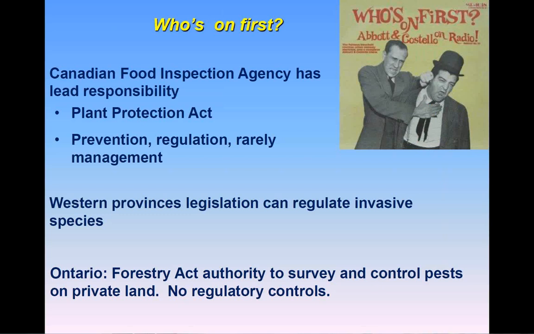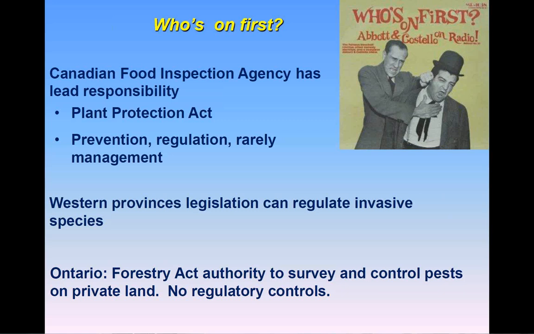So who's responsible for all this? In Canada, at the highest level, it's the Canadian Food Inspection Agency, the CFIA. They're responsible for prevention and regulation, trying to keep things out. They focus mostly on the border and early establishment when it's still in the eradication or containment phase. So rarely do they get into long-term management. And once it gets into that stage, it usually passes to the provinces or to the municipalities or landowners.